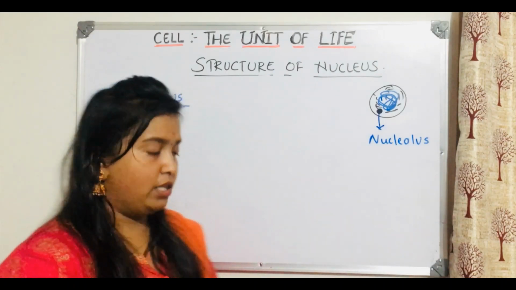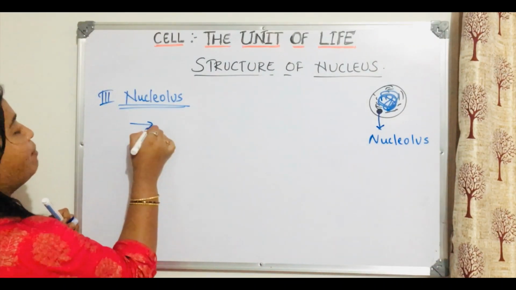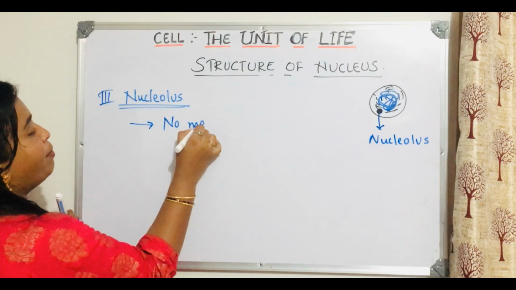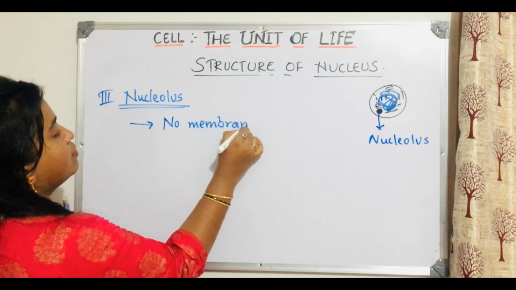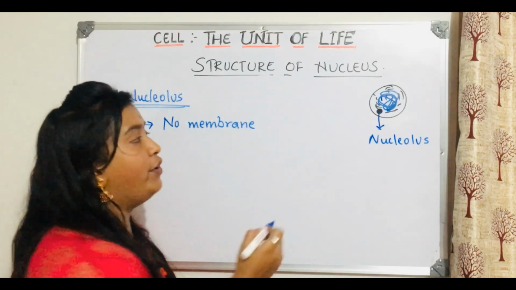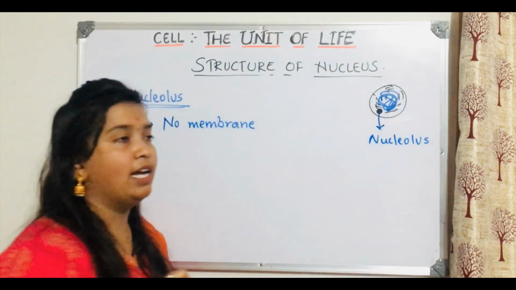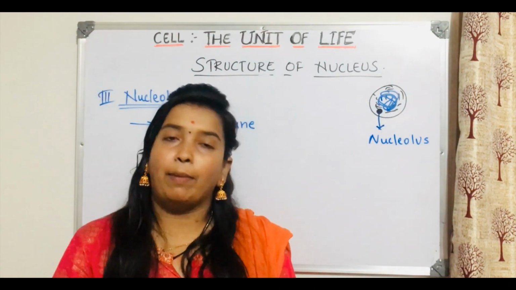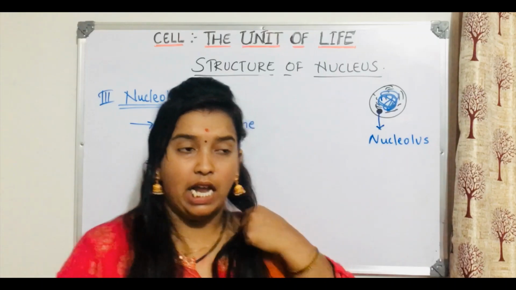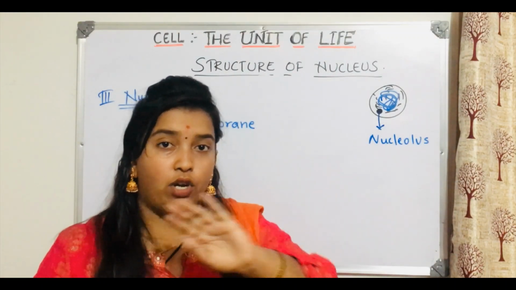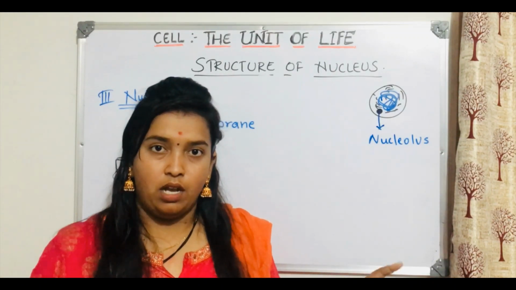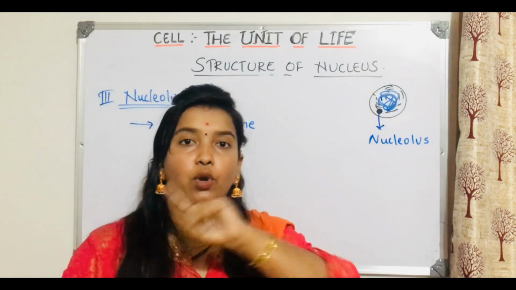The peculiar thing about the nucleolus is that it doesn't have any membrane. But whenever we draw it circular like this, it looks as if it has a membrane, but it is not having any membrane. This should be clear. So the nucleolus has no membrane.